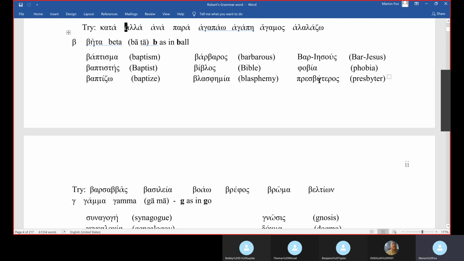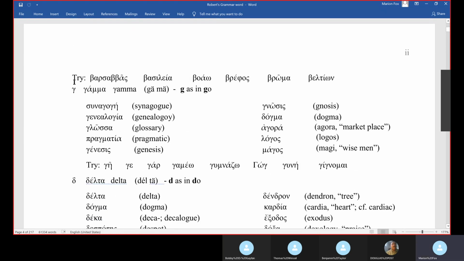Presbyteros, elder, presbyter. All right, so we get to beta, alpha, beta, gamma. There's your G sound, as in go, gamma. Synagogue, synagogue. And so the eta is long. It's a long eta, a long E.